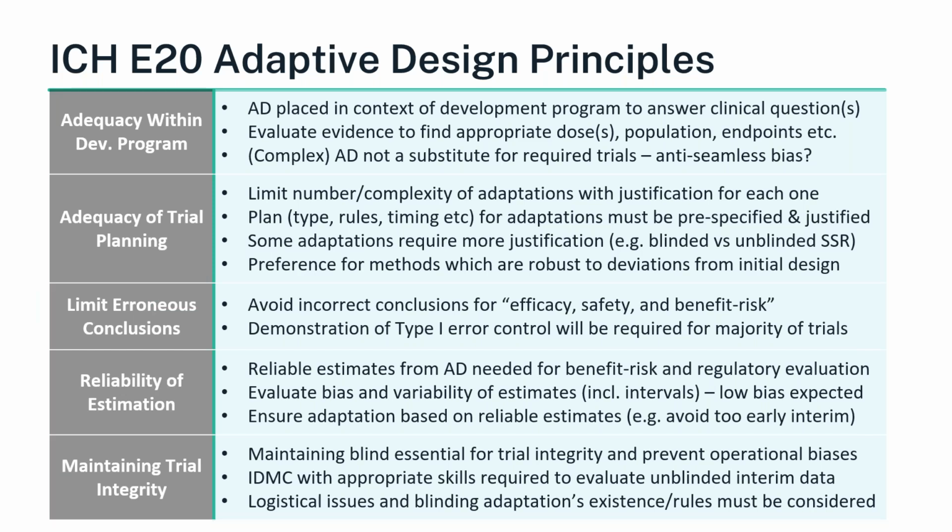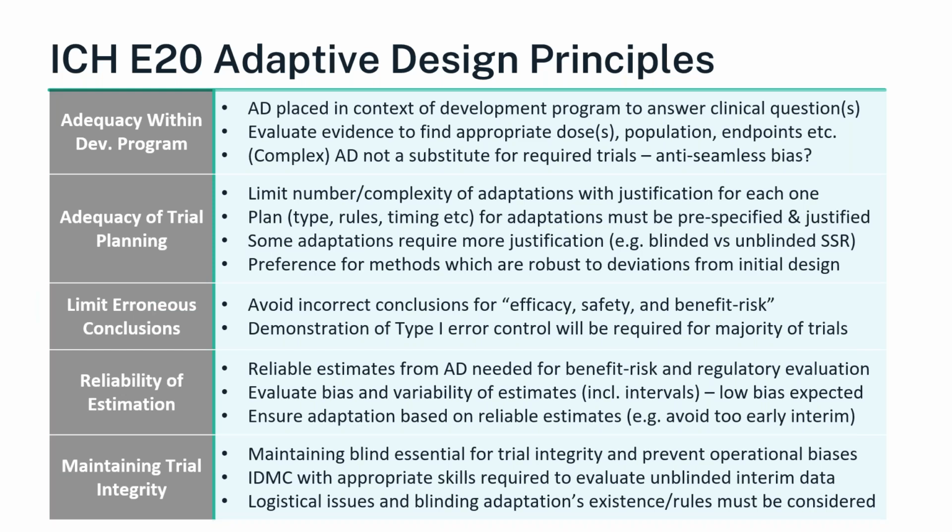And then maintaining trial integrity, the blind is given a lot of detail here. Maintaining the blind is essential for trial integrity and to prevent operational biases. So, for example, if the blind is broken, and one arm's doing poorly and people find that out because that arm gets dropped or is getting responsively allocated fewer subjects, then people are less likely to want to be part of that trial in the first place, and then the entire program can fall apart.